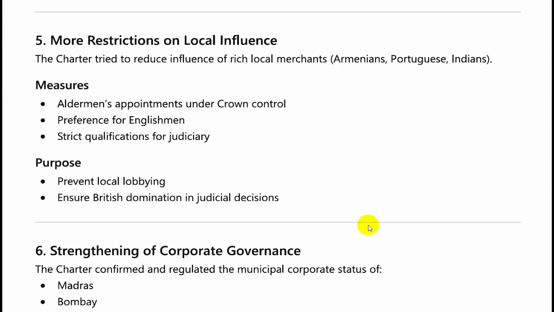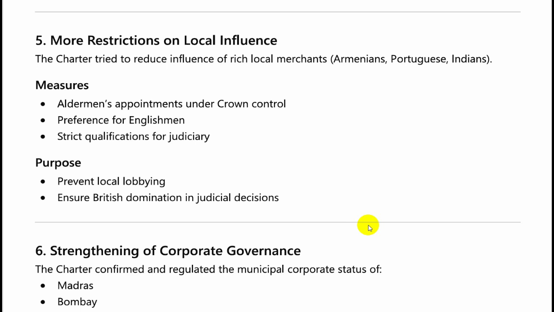The rich local merchants who used to influence the court systems and the governor and council, because they were the aldermen in that, this charter tried to reduce that influence. Now these aldermen would now be appointed by the crown, and there was a preference for Englishmen.